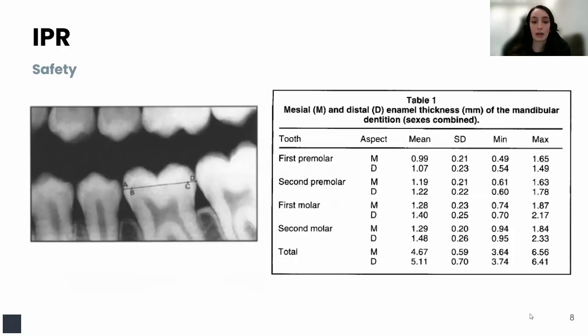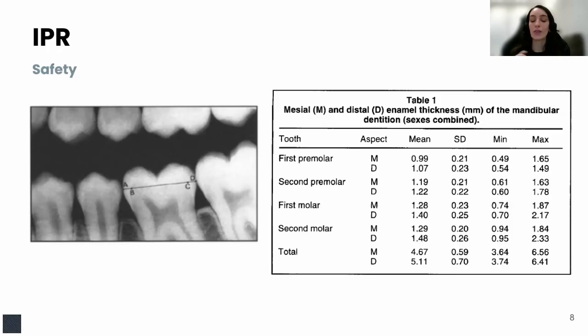This is a chart and an image that shows the thickness of the proximal enamel surfaces from the mesial as well as the distal side. Of course, we're not going to know these numbers by heart, but it's important to understand that whenever we perform IPR, we don't want to exceed 50% of the thickness of the proximal enamel. For example, if I'm looking at the second premolar, the mesial surface is about 1.19 millimeters. So I have almost half of this enamel that I can remove without being worried about injuring the patient's tooth structure.